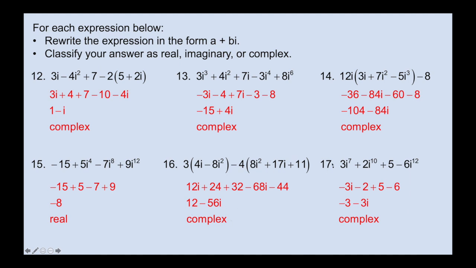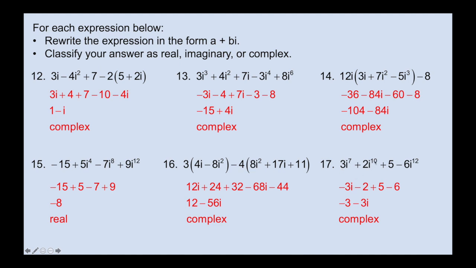And then for 17, i to the 7th is the same thing as i to the 4th times i to the 3rd. Again, i to the 4th we can cancel or think of that as a 1. So I'm really looking at 3i to the 3rd here. The i to the 3rd changes into a negative i. So I've got 3 times negative i, which makes this negative 3i.